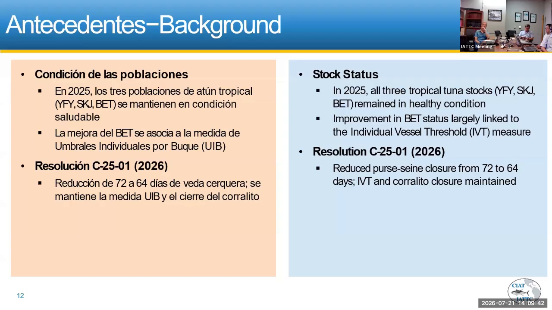We also proposed a management procedure, which is very similar to the one we're still putting forward, but it hadn't been MSE tested. But that wasn't adopted, and the commission decided to just adopt a change in the closure, which went from 72 days to 64 days.